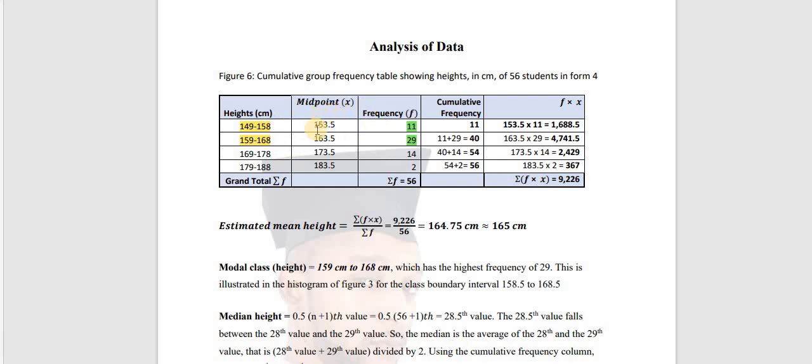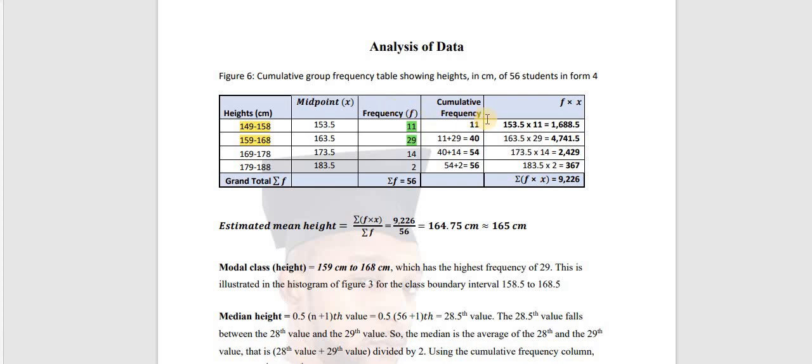Now, for the estimated mean, what do we do? Well, after finding the midpoint, we multiply each midpoint by the corresponding frequency. All right, and when we get those answers, let's go over that. 153.5 multiplied by 11 gives us 1,688.5, as you can see here. The F times X, meaning the frequency times the midpoint, because the midpoint we call X. In other words, each of these midpoints will represent each class interval. Okay, each midpoint represents each class interval.